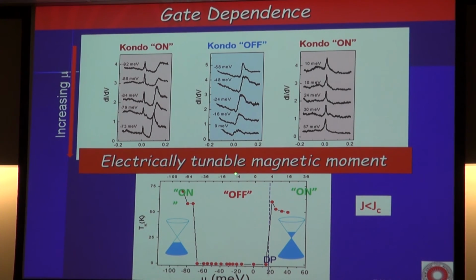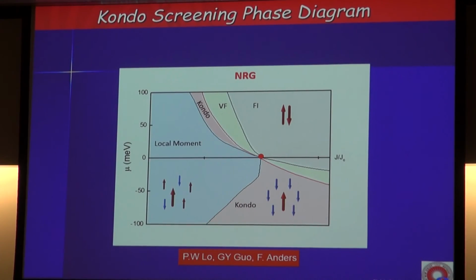And this is kind of neat because you have an electrically tunable magnetic moment. You can turn it on and off with some gate voltage. And this is a phase diagram which our theory collaborators have done with numerical renormalization group. Chemical potential is a function of the ratio between the coupling and the critical coupling. The blue region here is where you have a local moment. The pink region here is the Kondo effect.